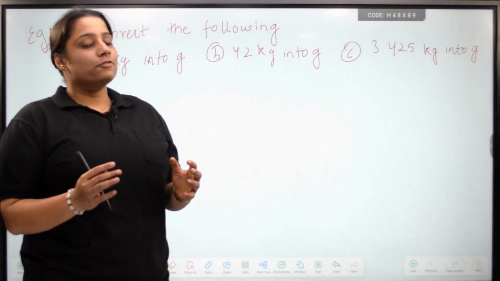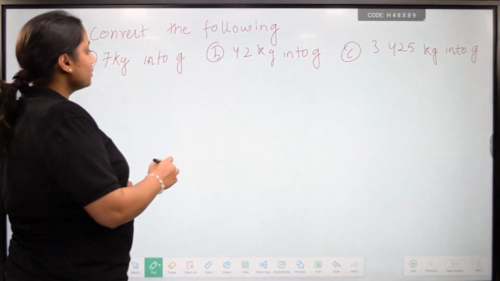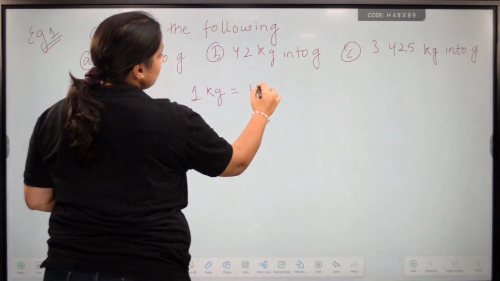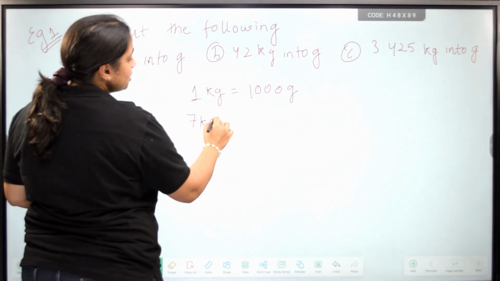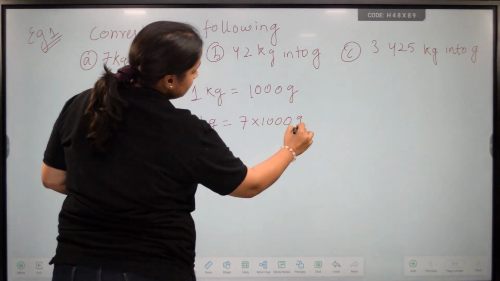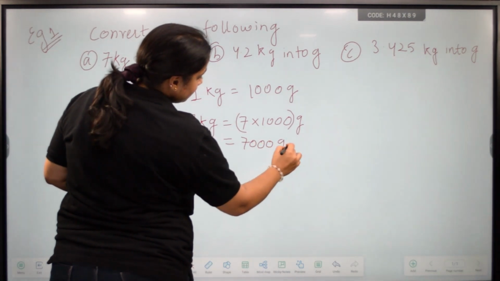Example 1, convert the following. Part A, 7 kg into grams. We know that 1 kg is equal to 1000 grams. Hence we can say that 7 kgs will be equal to 7 into 1000 grams, which makes it 7000 grams.